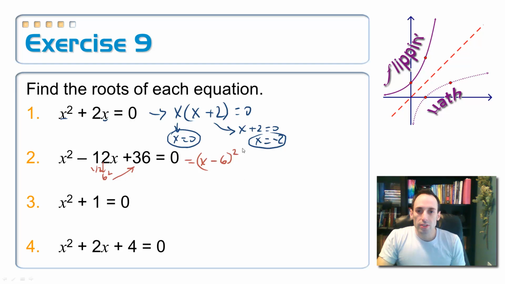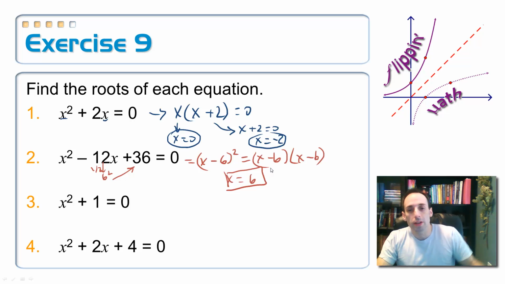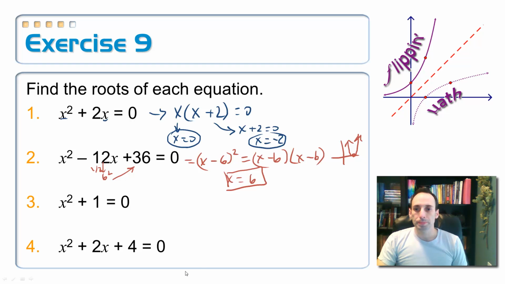Well, it's the same thing as x minus 6 times x minus 6, right? So whenever you set each one of those factors equal to 0, you're just going to get x equals 6. No matter what, x equals 6. For the other one, it would be x equals 6. This means that it touches the x-axis at just one place. Like if you're going to draw the graph, it would just be like this, where the vertex would be at 6. Okay?